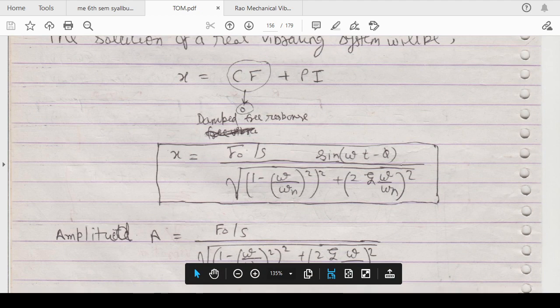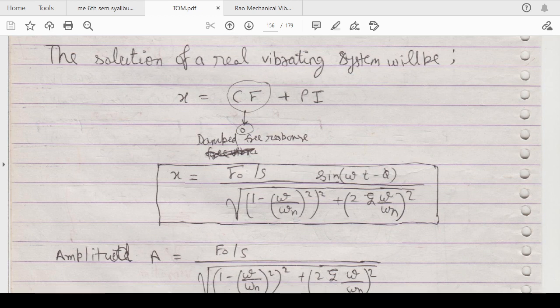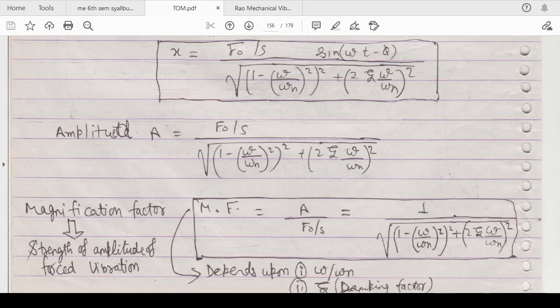As we have also calculated, x, the solution for this real vibrating system, equals F0 by s, sin(omega t minus phi), divided by the square root of [(1 minus (omega by omega n) squared) whole squared plus (2 zeta omega by omega n) squared]. If you divide F0 by s by this term, or remove the sine term, this whole factor is called the amplitude.